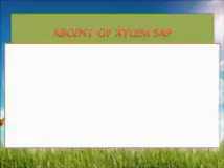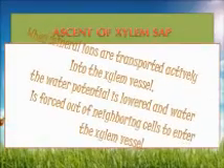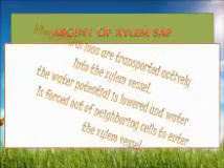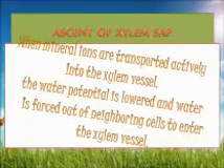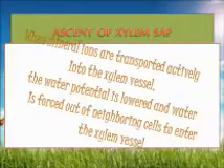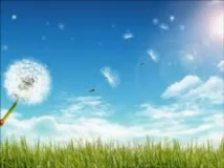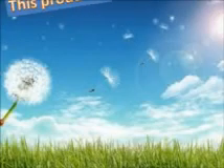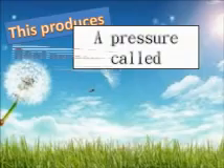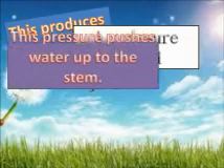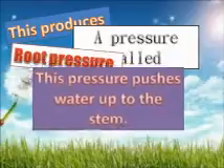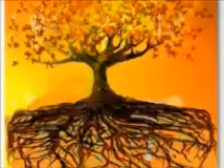Essence of xylem sap. When mineral ions are transported actively into the xylem vessel, the water potential is lowered and water is forced out of neighboring cells to enter the xylem vessel. This produces a pressure called root pressure. This pressure pushes water up the stem.